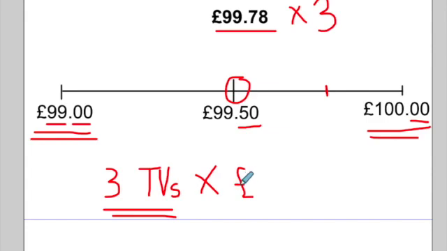This will give us a rough guess. Estimation, that's all estimation is. It's a guess, but it's a guess that is based on what you know about the numbers, so it's a close guess. So 3 TVs at £100 would be £300. So that would be our estimate.